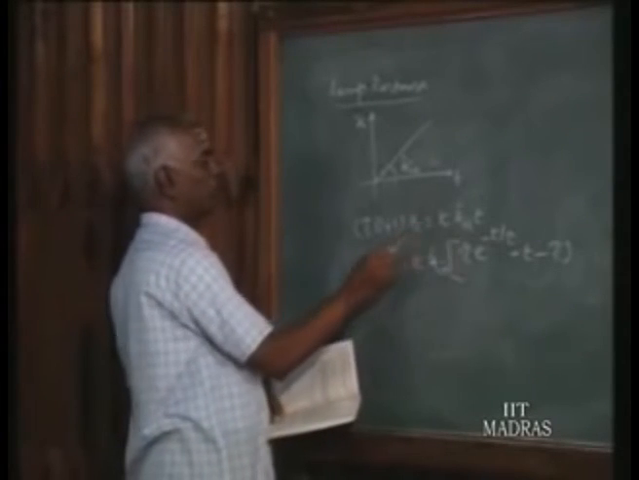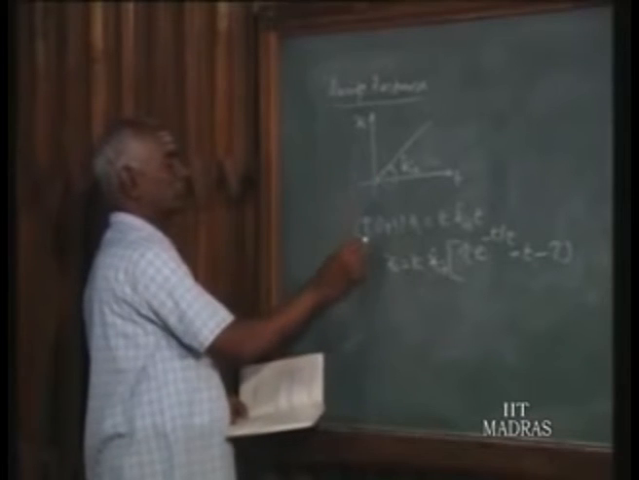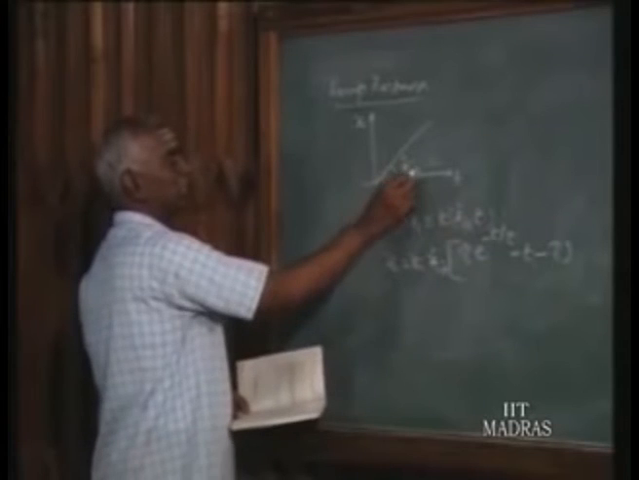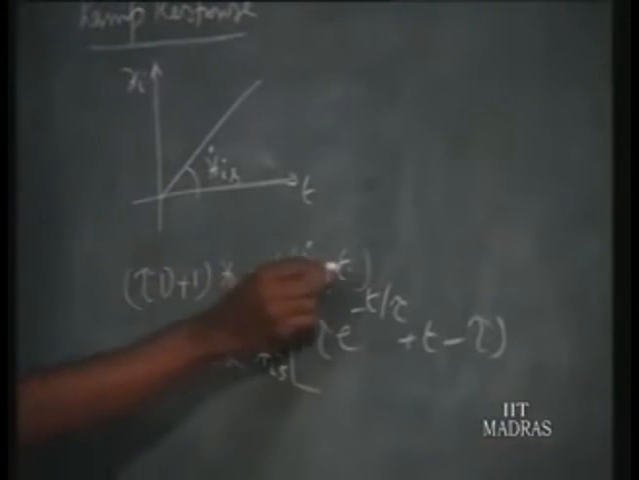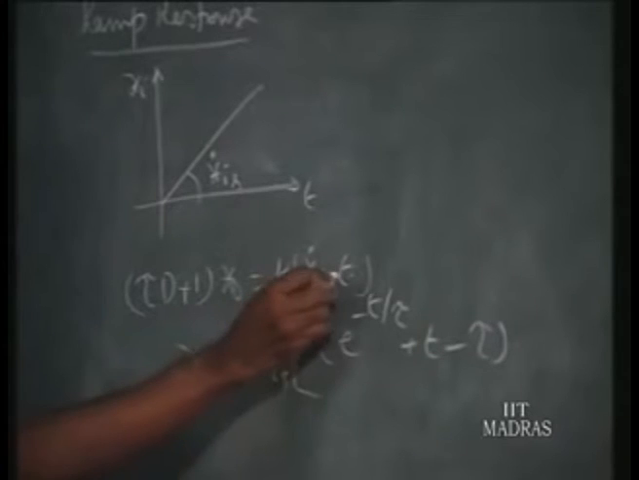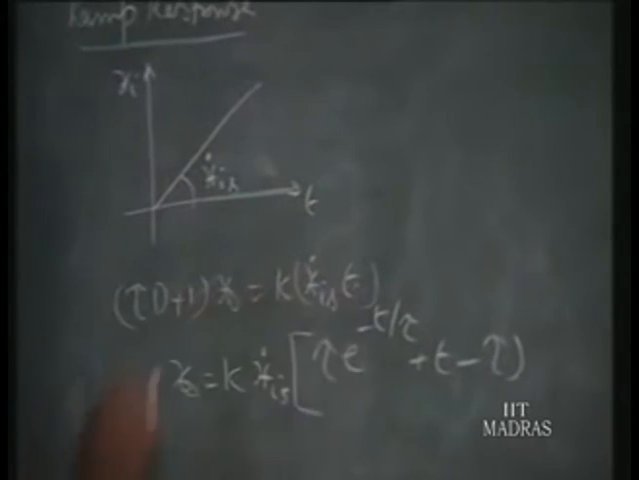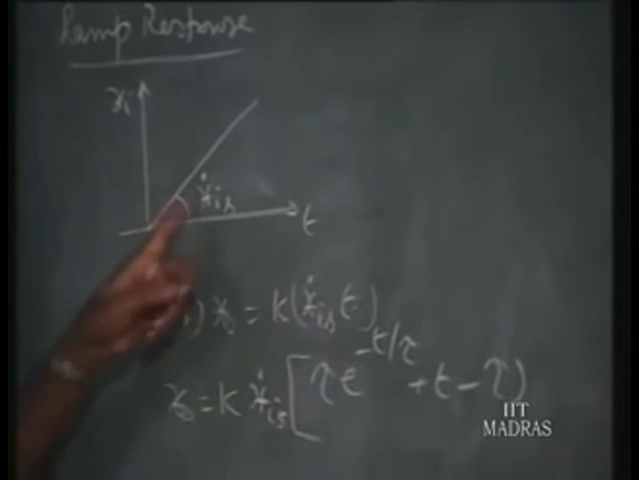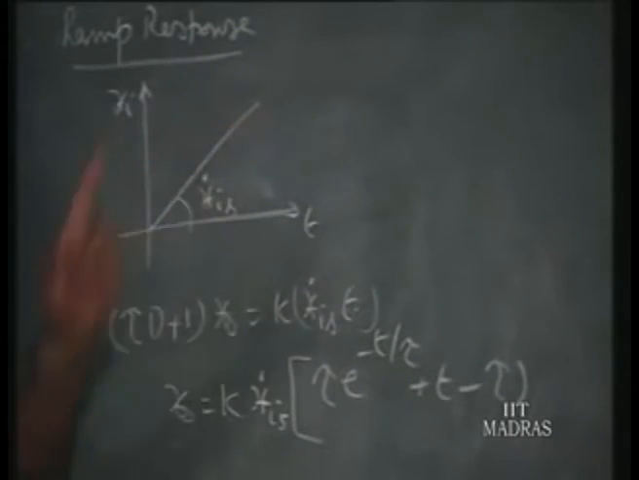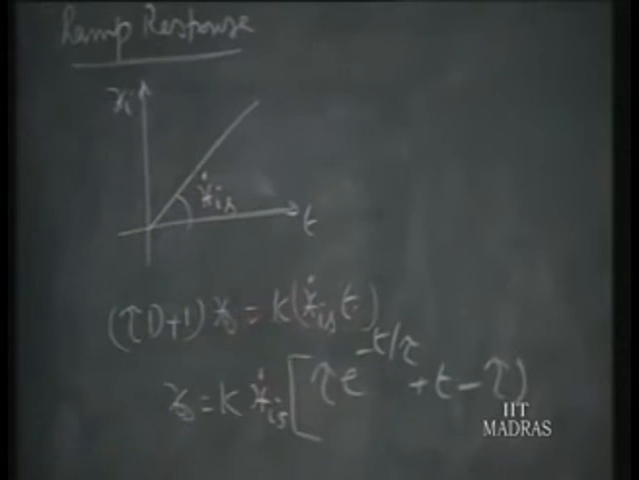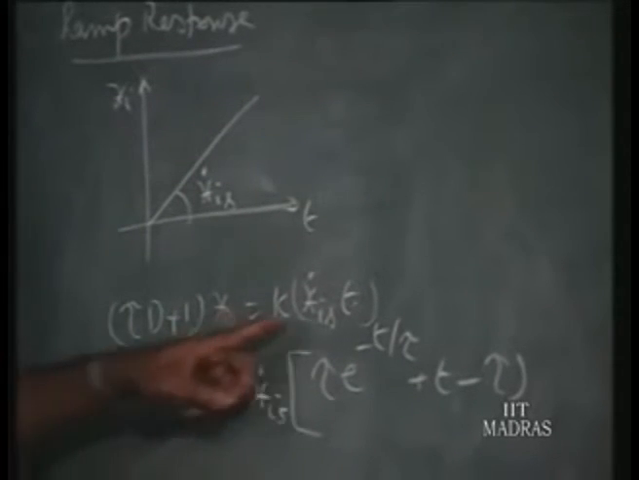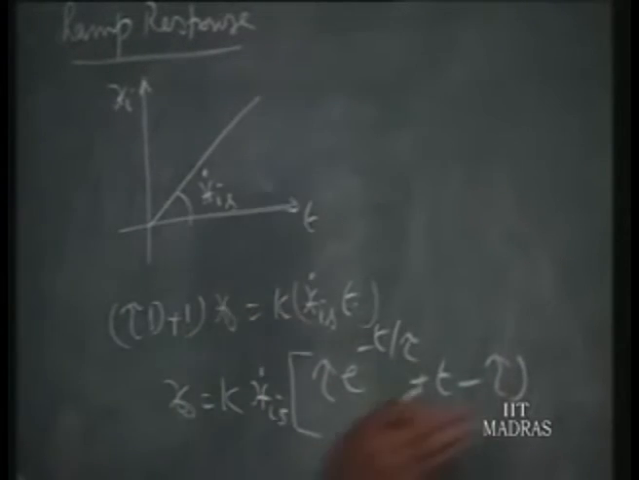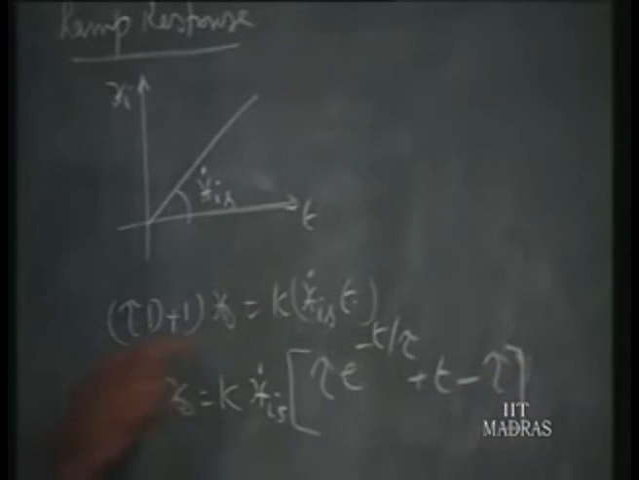Now for this, we go for the equation for the first order system: (τD + 1) xo = k xi. Now xi here is equal to ẋis times t. When t is equal to 0, xi is 0, so proportional to t, the xi is varying. This is the step velocity input, that is, suddenly at the given velocity it is varying, into t, time in seconds. Now this is again a differential equation. You have to solve it for xo, and you will get the equation for xo.